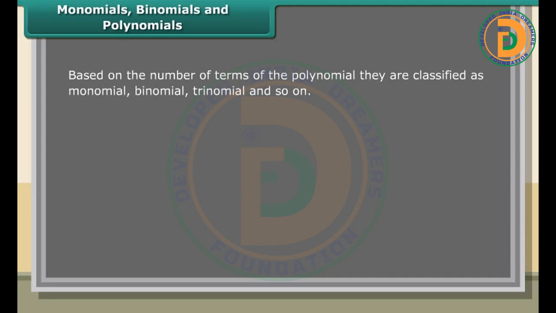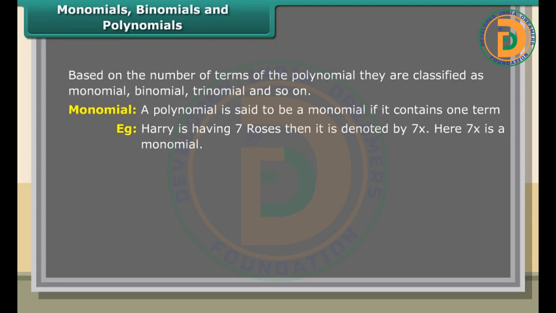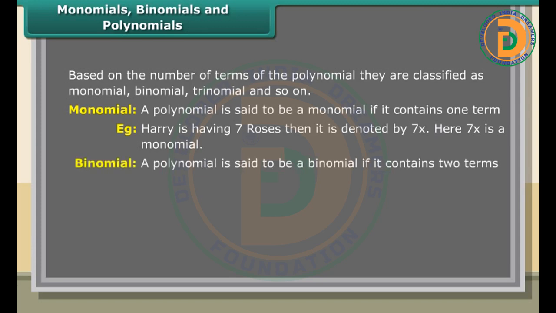Monomials, binomials, and polynomials. Based on the number of terms of the polynomial, they are classified as monomial, binomial, trinomial, and so on. Monomial. A polynomial is said to be a monomial if it contains one term. Example, Harry is having 7 roses, then it is denoted by 7x. Here, 7x is a monomial. Binomial. A polynomial is said to be a binomial if it contains 2 terms.